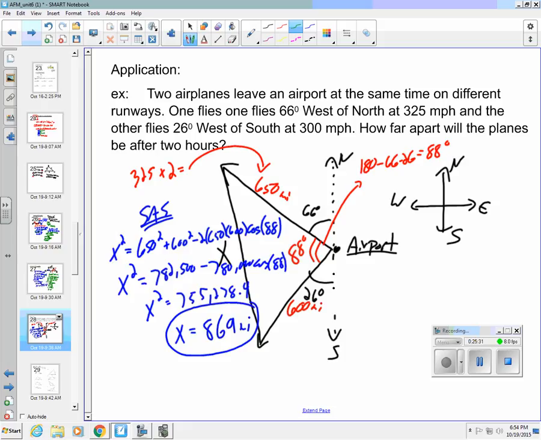So again, next time we're working on some practice problems in class. If you want to look for some different videos to help you out, on YouTube, you can look for law of cosines or oblique triangle trig.